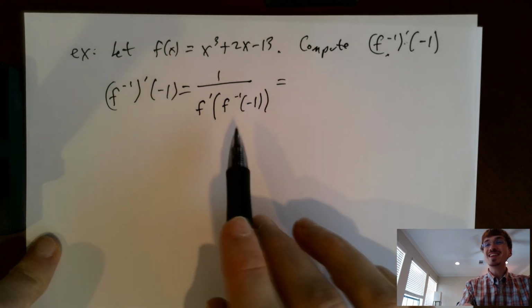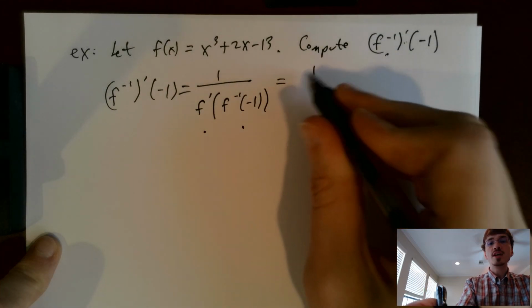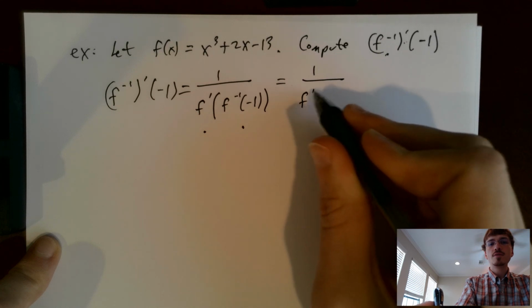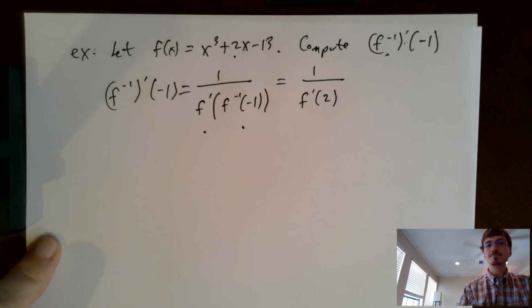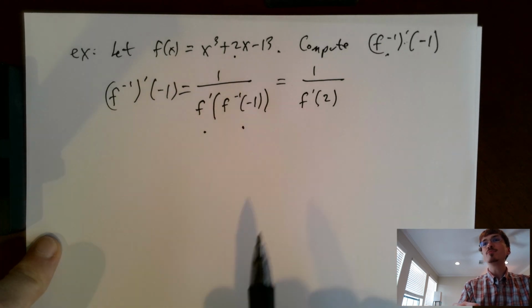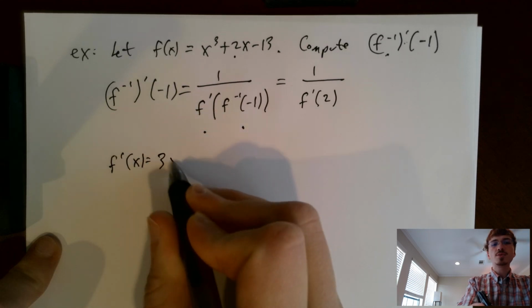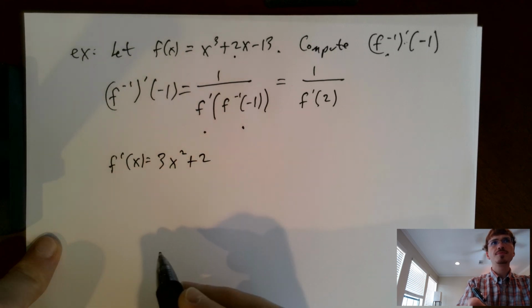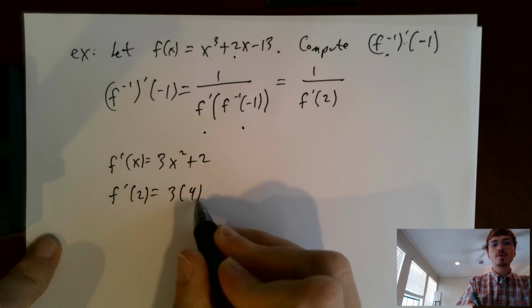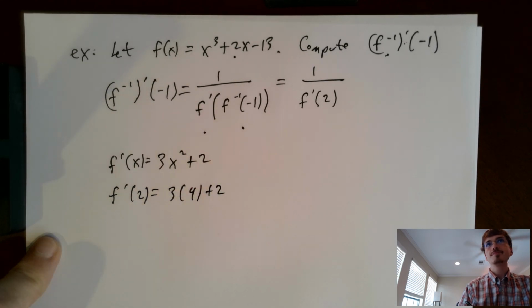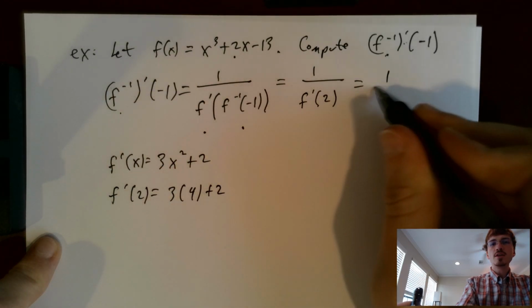And now we work this inside out. We start at the inside and work our way out. What's f inverse of negative 1? We saw in a previous example that that was 2, because 2 cubed plus 4 minus 13 is negative 1. Now we simply need to compute f prime of 2. Well, what's f prime of x? It's 3x squared plus 2. So what's f prime of 2? Looks like 3 times 4 plus 2. And so the derivative of the inverse function at negative 1 is 1 divided by 14.